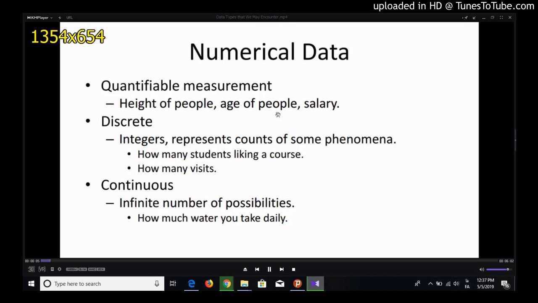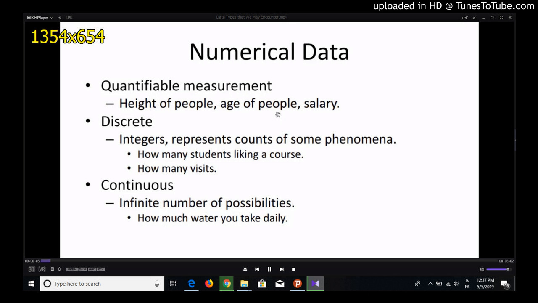So the first data type that you may encounter is the numerical data. What do we mean by it is this, that the data is of some quantifiable nature. That is, we can measure them, such as the height of the people, the age of the people, the salary of different employees, and so on.